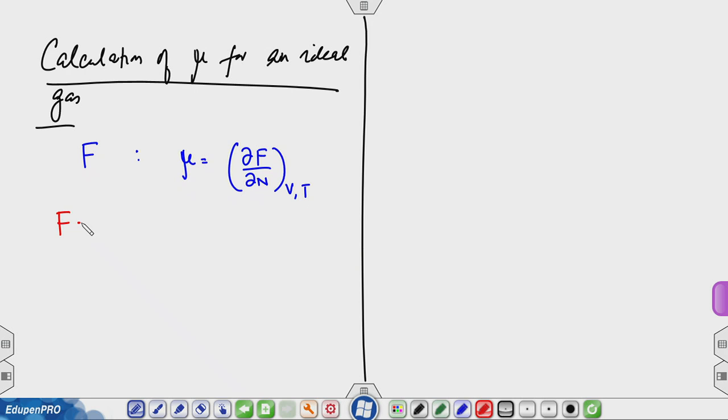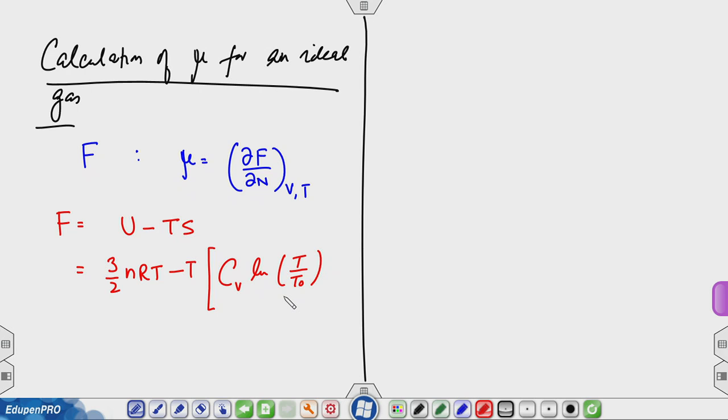Now F is nothing but U minus TS, which for an ideal gas is going to be 3 by 2 nRT minus T times S, and S is nothing but CV log of T over T0, where T0, V0 is some reference point, plus NR log of V over V0 plus N times some reference entropy S0. So at V0, T0, the entropy is S0.